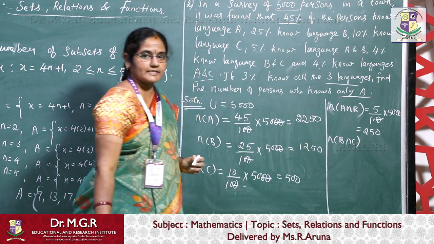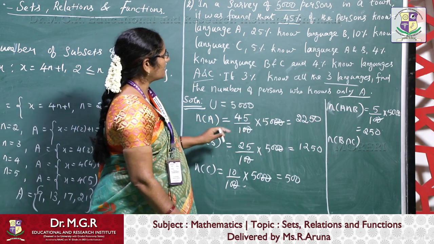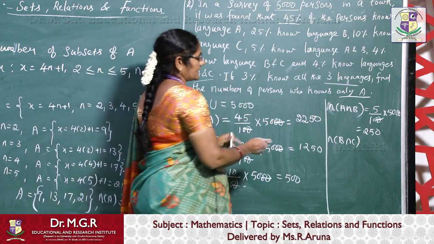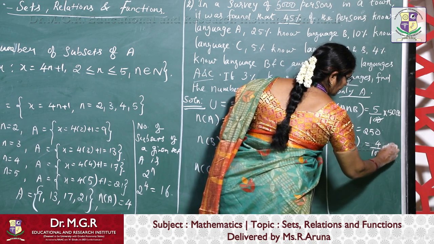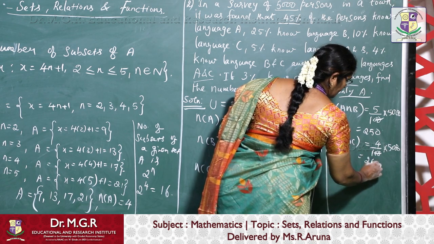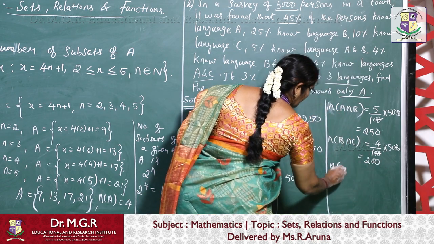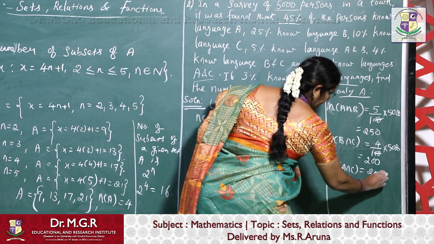Next we can see B intersection C. The number of persons who speak both the languages B and C are 4%, which is 4 by 100 into 5000. This is only 200. The same holds good for A and C, the same 4%.